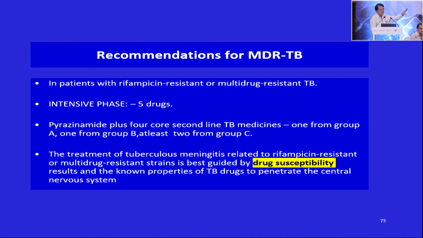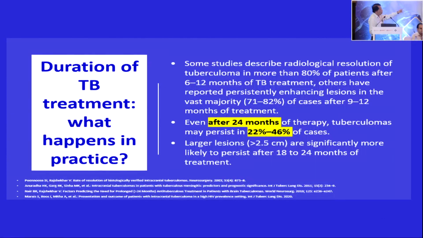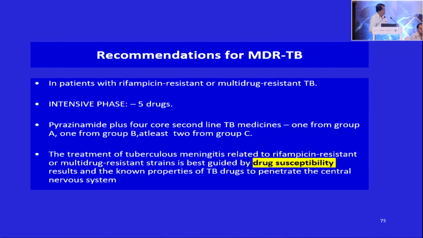What is important is that he has clearly analyzed pyrazinamide plus 4 core second line TB medicines, one from group A, one from group B, and at least 2 from group C. And that is what he has listed out. I don't want to elaborate it further, and that's how you have to choose in these patients.